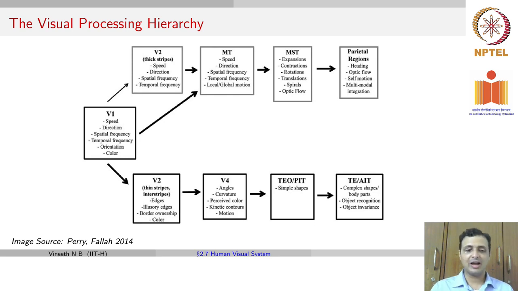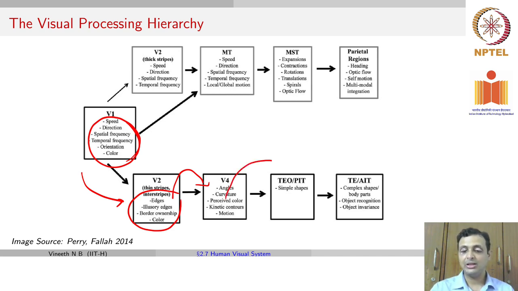So to summarize the visual processing hierarchy, you go from the retina to the LGN to the V1 cortex, and from the V1 cortex there are two pathways, the where pathway and the what pathway. The what pathway goes from V1 to V2 to V4, where V1 gives you a certain set of low-level attributes in your image. V2 puts things together and gets things like edges, borders, colors, and so on and so forth. V4 gets angles, curvatures, kinetic contours, motion, and so on and so forth. Then TEO gets simple shapes, and TE gets the complex body parts, or perceives the world around us as we see it.